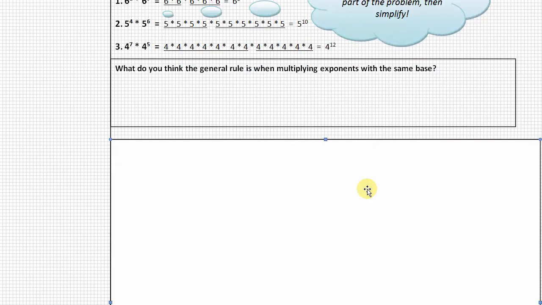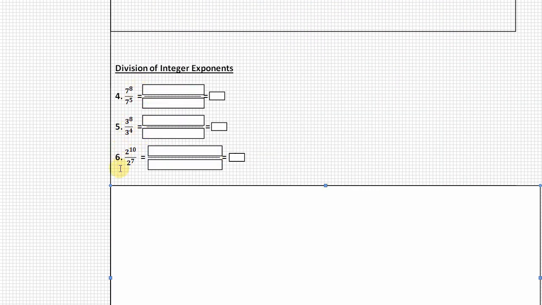Alright, so here we go. We have 3 more problems for looking at the division of integer exponents. So 7 to the 8th power over 7 to the 5th power may look like just a fraction, but this is a good time to remember that fractions are a form of division. So just like with the multiplication examples, we first want to expand it out and then see what we can do to simplify it down to one number in exponential form.